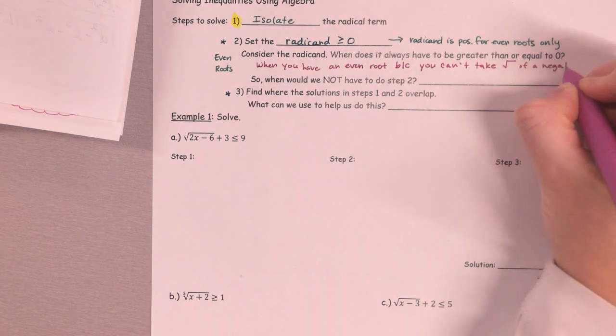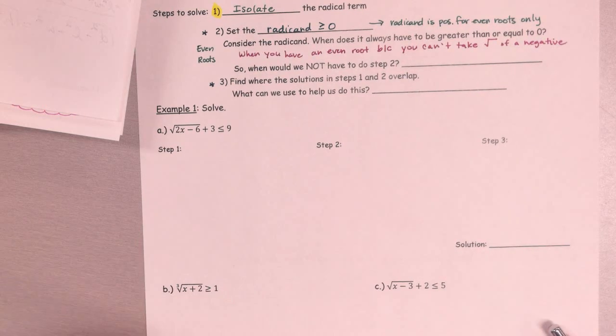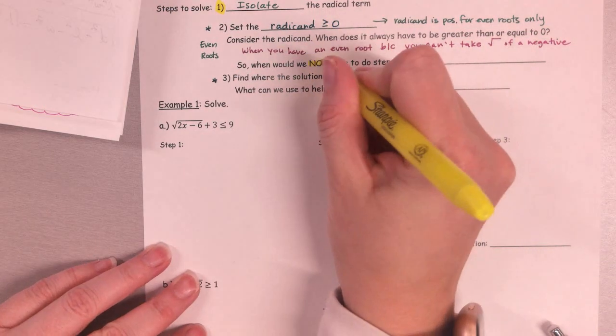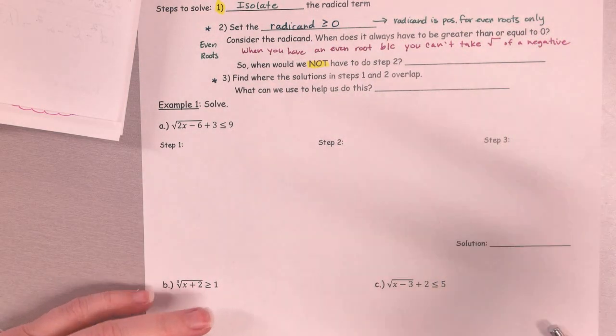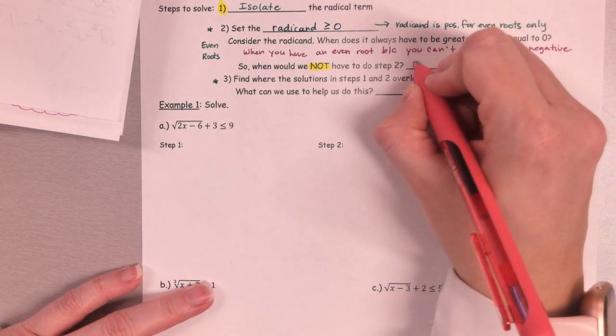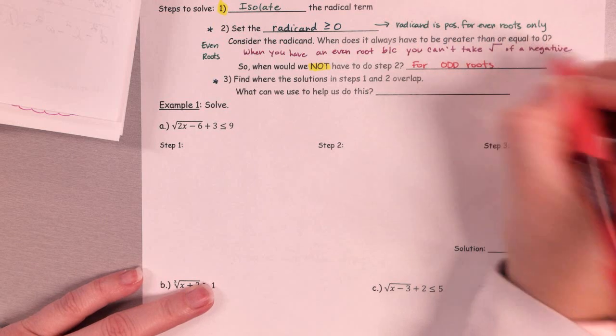And I use the square root for a shorthand instead of writing out even root again. But it has to be greater than or equal to 0 only when you have an even root, because that's when you can't take the root of a negative. With odds, it's okay. So when would we not have to do step 2? Yeah, when there's an odd root. So for odd roots, you do not have to do step 2.